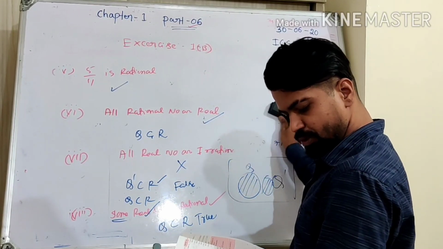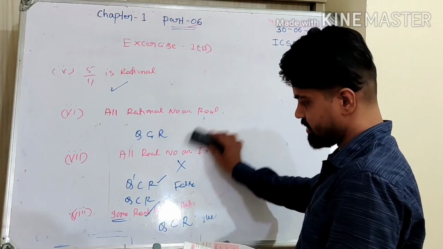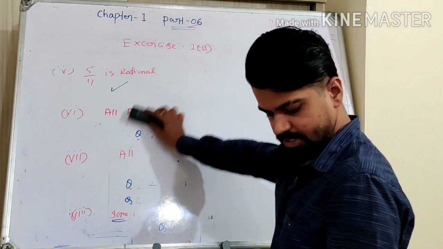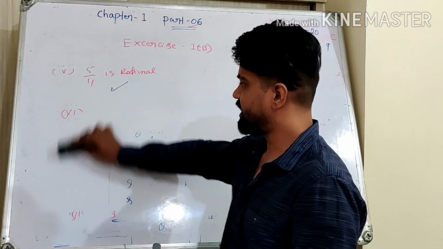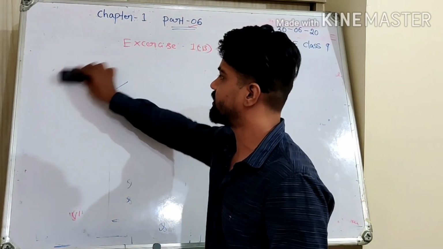Question number 4, there is a universal set. In that you need to figure out which are rational, which are irrational, which are integers and which are non-negative integers. We need to write the set.